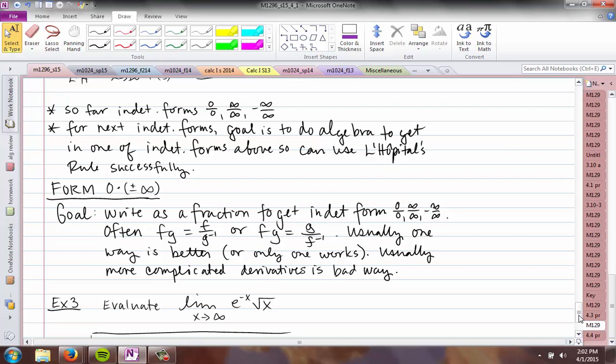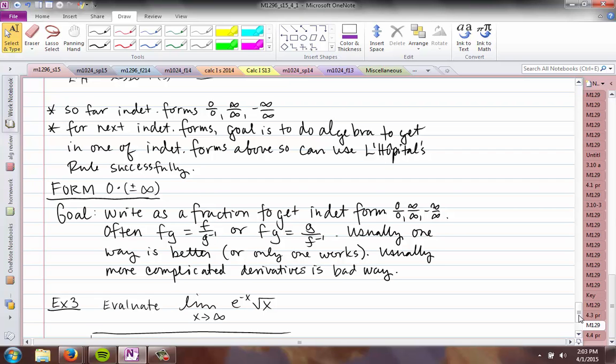One of these forms we're going to talk about is 0 times positive or negative infinity. This is indeterminate because it could be 0, positive or negative infinity, or they're duking it out and they end up at some constant in between. We cannot use L'Hopital's rule directly, but you try to put it in a form so that you can. The first thing is to write it as a fraction.